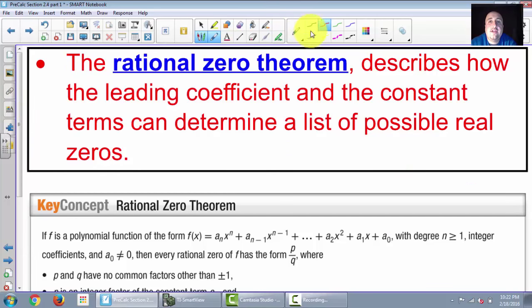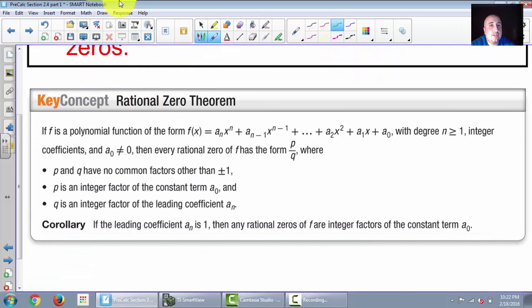All right, so what we have here is called the rational zero theorem. In Algebra 2, last year in our old books, I believe we called it the rational root theorem. Okay, all the rational root theorem does is it describes how the leading coefficient and the constant terms can determine a list of possible real zeros. Not all the actual answers. All it's going to do is give us a list of the possible real zeros. All right, so here's a big fancy definition. All we really need from this is that P are the factors of the constant, and Q are the factors of the leading coefficient. Okay, so that's all we really need from this.